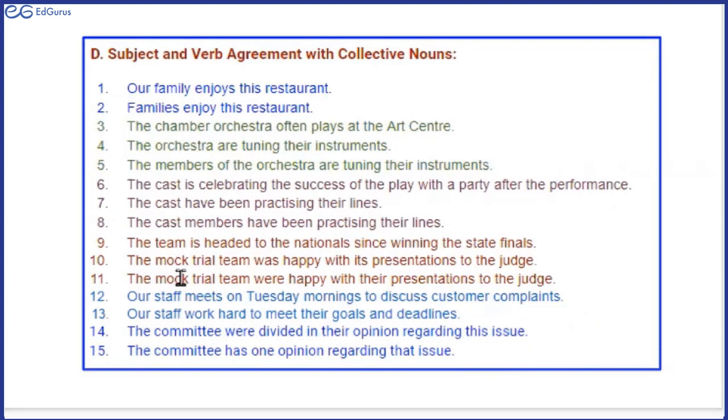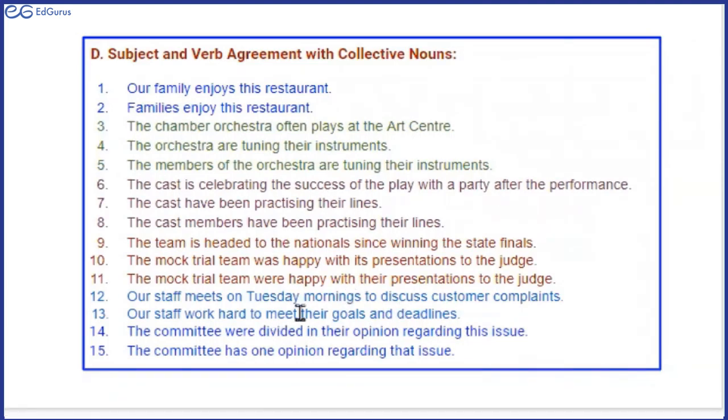Okay. The mock trial team was happy with its presentations to the judge. Now you see what it says, with its presentations. So that means one team. So again, it would be a singular subject. The mock trial team were happy with their presentations to the judge. Now, when it says the mock trial team were happy with their presentations, meaning all the members of the team had given their presentations and they were happy with that. Is that clear? Yes, ma'am.